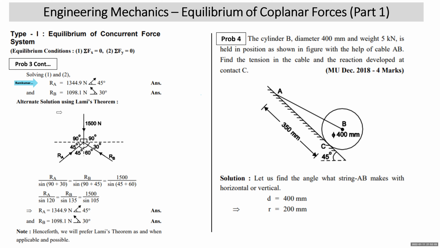We understood it from the geometry, 60 degree with the vertical, so it will make 30 degree with the horizontal. So we have shown it in the answer. Now, the same problem we'll solve by Lami's theorem. For Lami's theorem, 1500 down, RA is towards the body at 45 degrees vertical or 45 degrees horizontal. RB will make 60 with vertical, that means 30 with horizontal. So we wrote all angles.